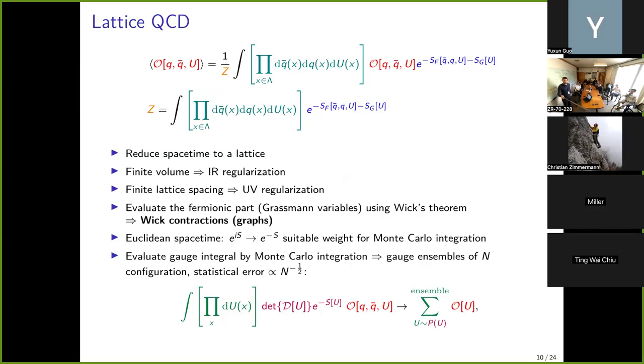So basically, this is the quantity we are left with: the integral over the gauge fields, the fermion determinant, the exponential of the action, and our observable of interest. And this we do by Monte Carlo integration. So we choose gauge ensembles that are distributed according to the weight defined by this term here in the middle.